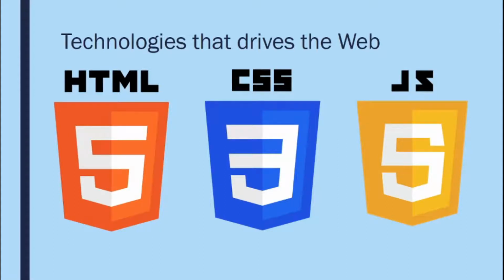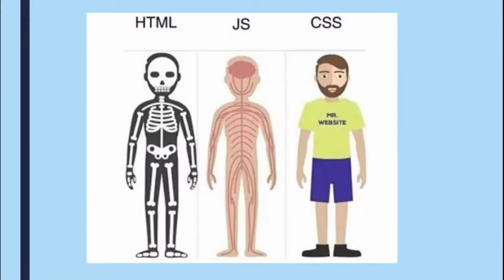Let's talk about HTML first. HTML provides the structure of the document. It tells us the components of the web page. CSS is responsible for the design of the web page. It tells us the color, the size, and the styles of the document. And the third, JavaScript, its job is to provide behavior and functionality. Let's put that into perspective.